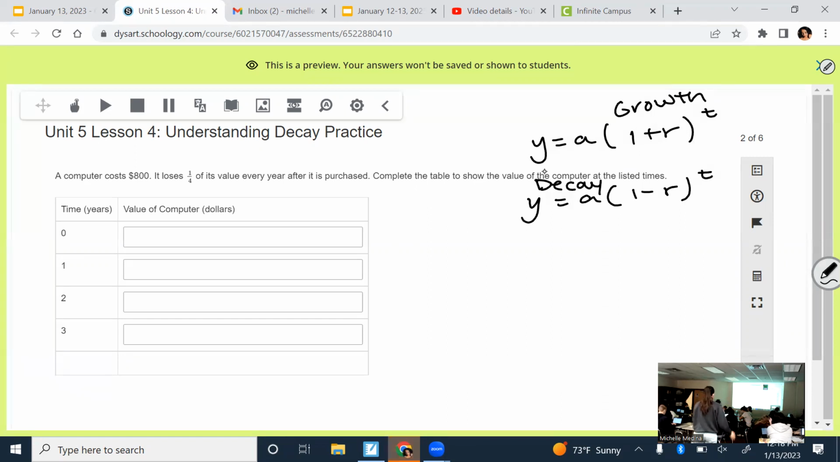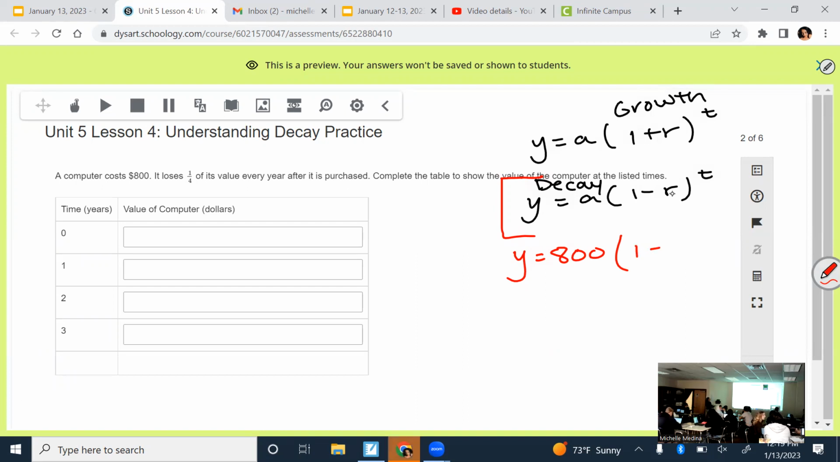So what type of situation is this? Is it increasing over time or decreasing over time? So growth or decay? Okay, so for this one, we're going to focus on this formula. And it's losing 1/4 of its value. So the Y is usually your output, whatever it is you're trying to solve. The A is for what? Starting amount, which in this problem is, yes, $800.